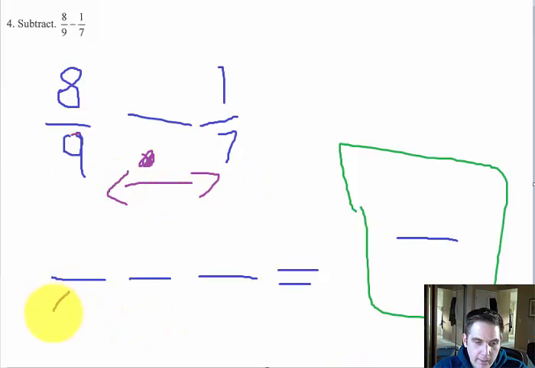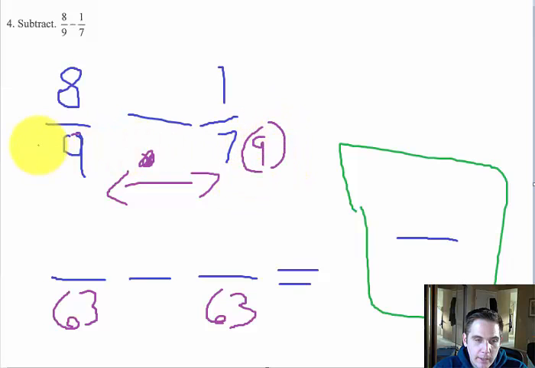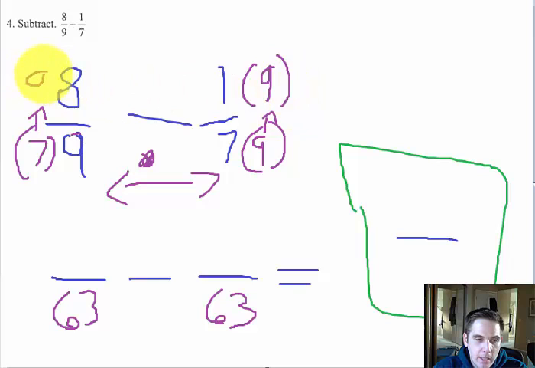So 9 times 7 equals 63. Now again, in parentheses, we did 7 times 9, right? And over here, we did 9 times 7, right? So go ahead and copy those up. Copy it up. Because whenever you change the denominator, you're going to have to change the numerator.